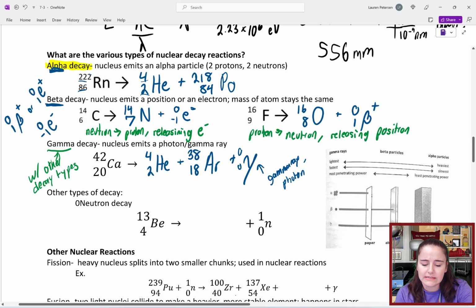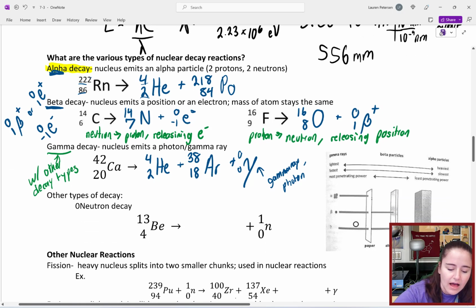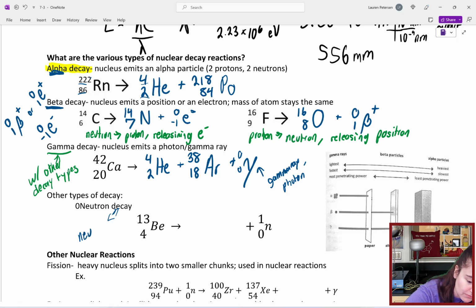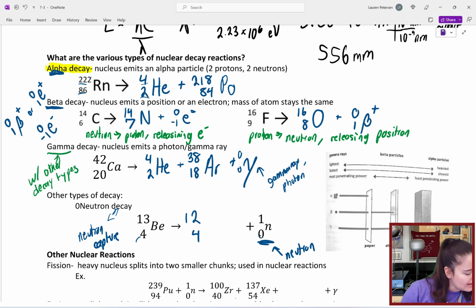One other type you might see is neutron decay. And every now and then you might also see neutron capture. This particle right here is the neutron. And so conservation of mass, we have 4 and 0. We need a 4 there. 13 and 1. We need a 12 there. And number 4 is still beryllium. So that beryllium just lost a neutron.